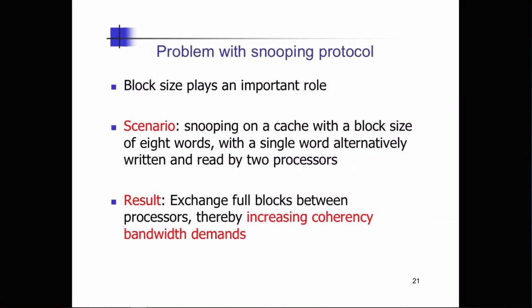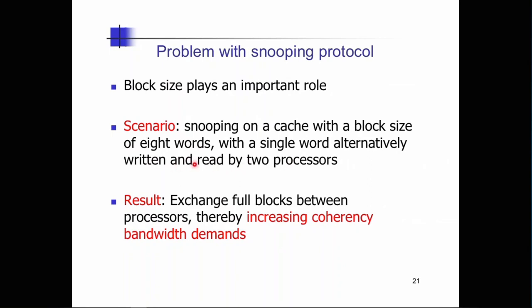Next, there is a problem with this snooping protocol. The problem is related to the block size. So if we look at this particular scenario where we are going through this snooping protocol on a cache with a block size of 8 words, and with a single word alternatively written and read by two processors, what could happen because of this?